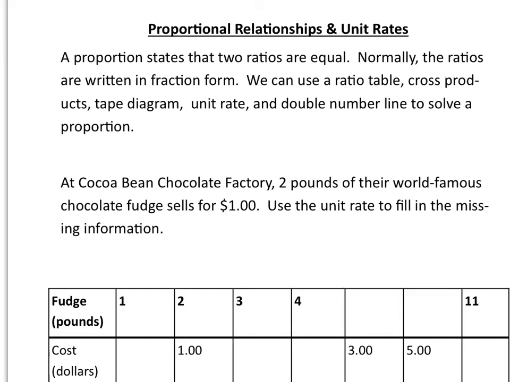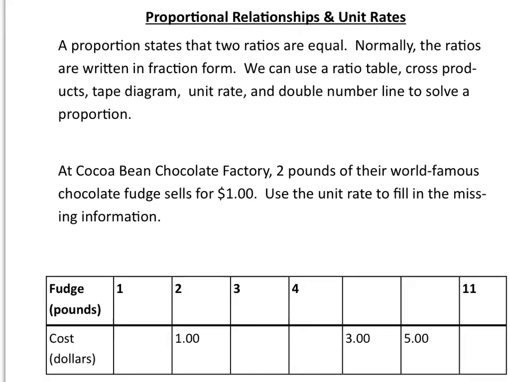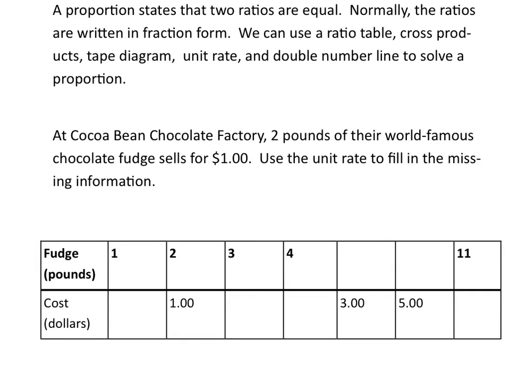So the first one says, at the Cocoa Bean Chocolate Factory, 2 pounds of their world-famous chocolate fudge sell for $1. And we're going to use the unit rate to fill in the missing information. We're going to use this same problem in a variety of situations to help us. So the first thing they told us was that 2 pounds of their world-famous fudge sells for $1. So I went ahead and filled in that information.